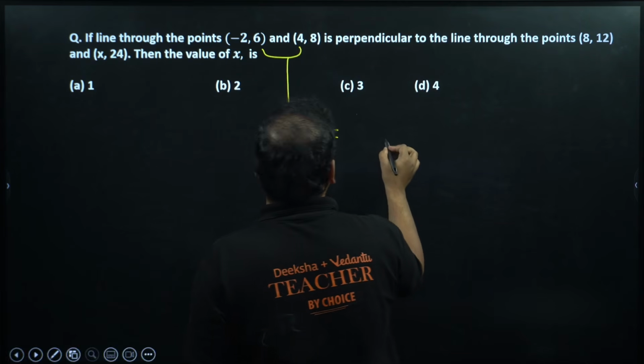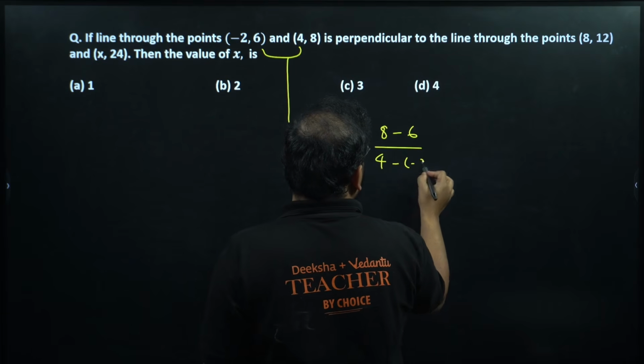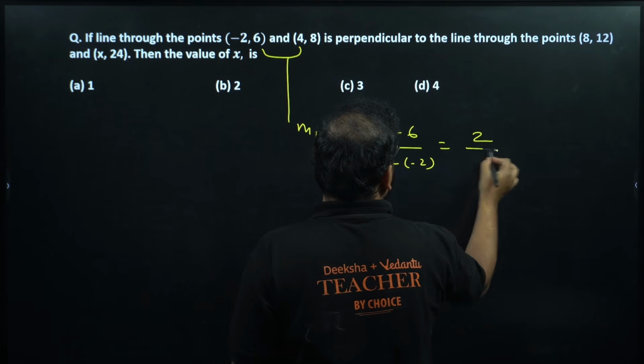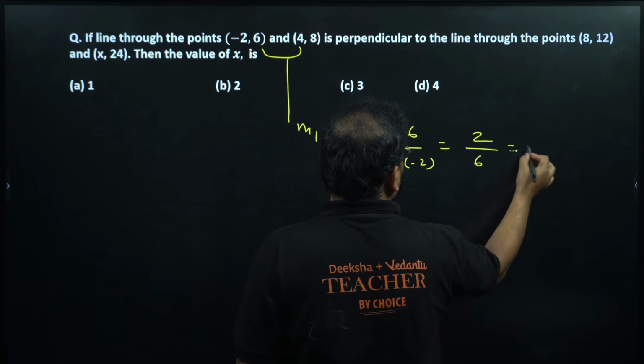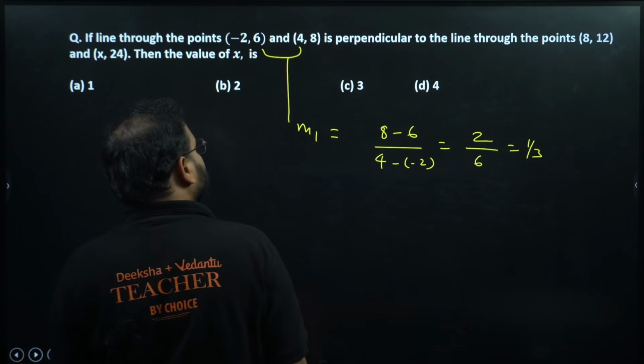Let's say 8 minus 6, then we'll do 4 minus of minus 2. 8 minus 6 is 2, 4 minus of minus 2 is 6. We get the value as 1 by 3. 8 minus 6 is 2, 4 plus 2 is 6.